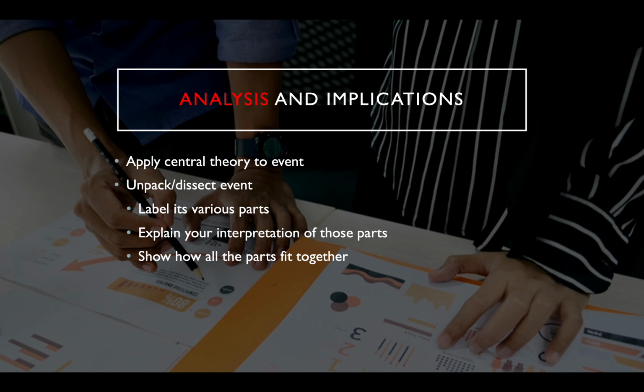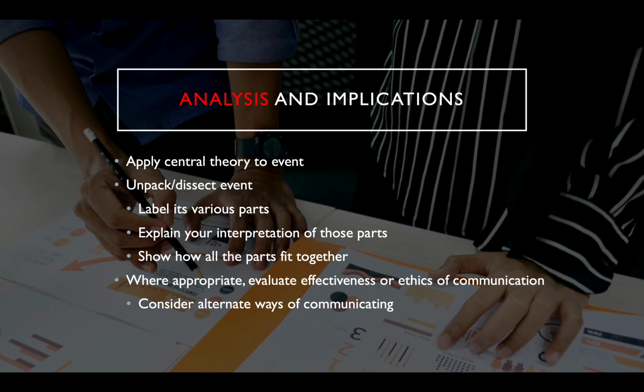So you're going to take this theory, this explanation, and you're going to use it to help you label the various parts of the things that are going on in the communication process you're analyzing. And you're going to explain your interpretation of those parts using the theory. And you're going to show how these things all work together to explain how and why what happened the way that it happened.